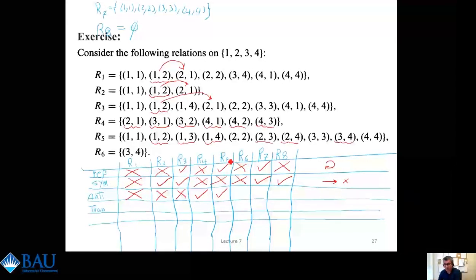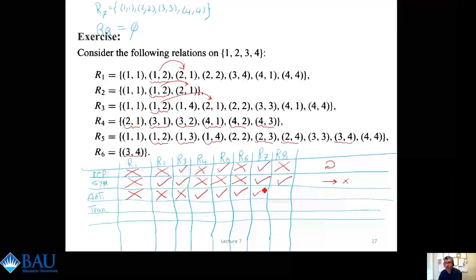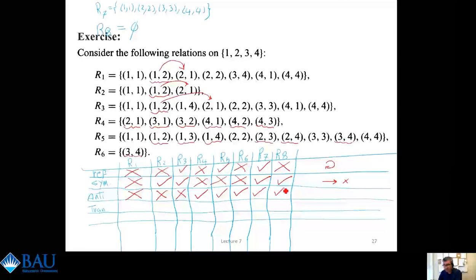Go to R6. 3, 4, do we have a 3, 4. Do we have a 4, 3? No. Good. That is antisymmetric. About the R7. 1, 1. Don't check it. 2, 2. Don't check it. 3, 3. Don't check it. 4, 4. Don't check it. So that one is antisymmetric. And R8, that one also is antisymmetric.